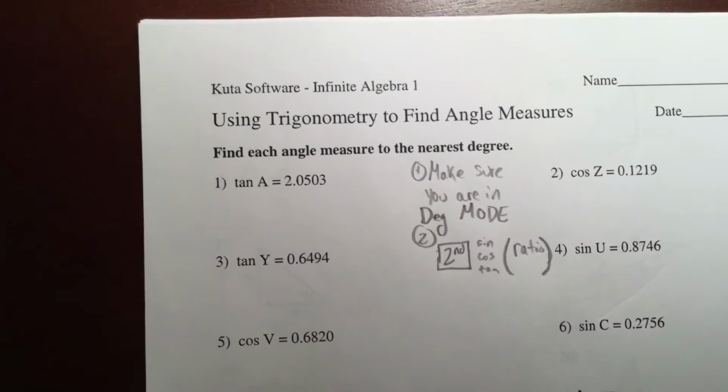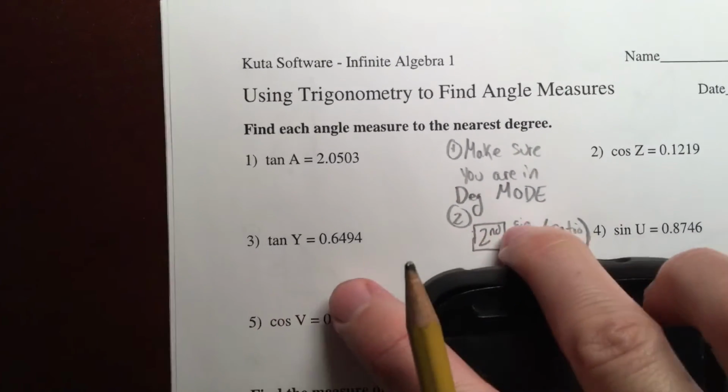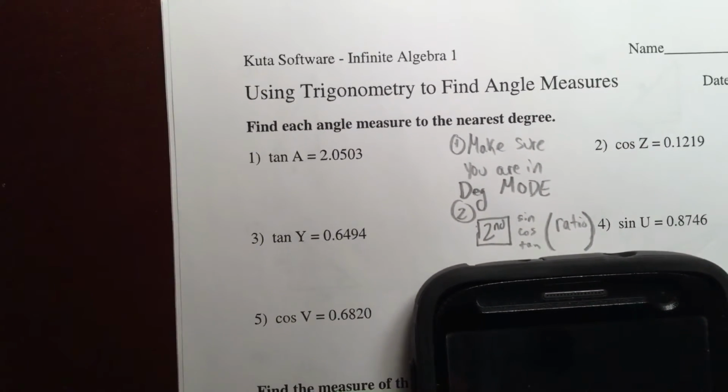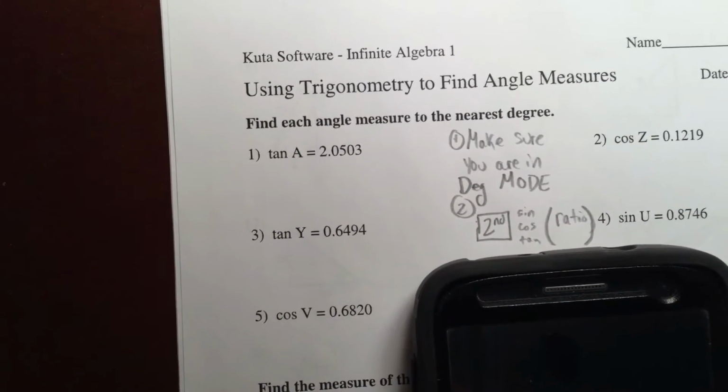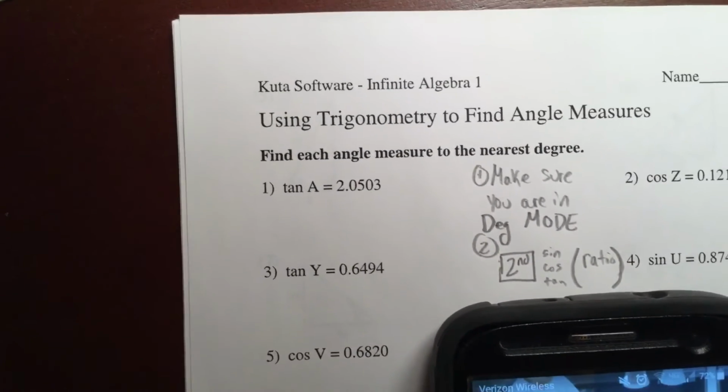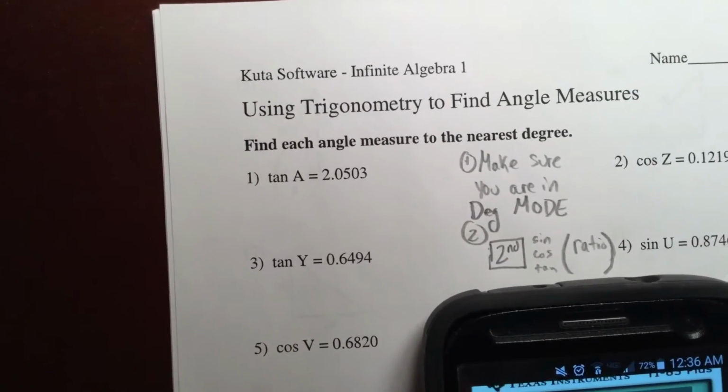Now, a lot of people get confused when it's telling you to find the tangent, the sine, or the cosine of an angle, and they say what it equals. Now, it's really not that complicated. Make sure you're in degree mode, and we are from the previous example.